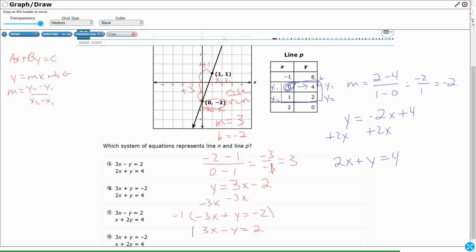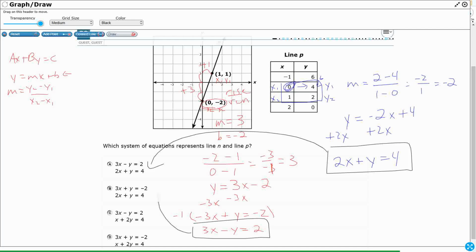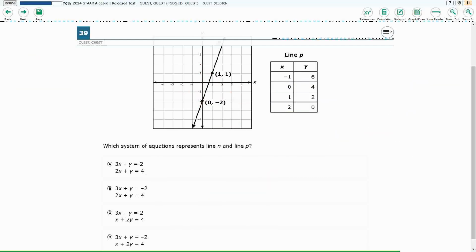So now I've got these two statements: 3x minus y equals 2, and 2x plus y equals 4. Hopefully you see that we've got that right here on A. If we wanted to, we could actually plot this line and find the intersection point. That would be the solution to both. And if we wanted to double check, we could put that x and y coordinate into both to make them true. But our answer here is A.